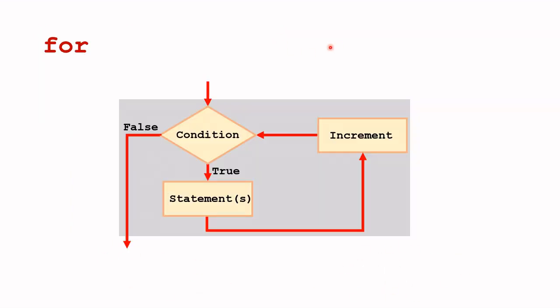Okay, so let's take a look at the for construct. And here is the flow chart for the for construct. We start off with the condition. If the condition is true, then we execute the statement or statements here, and then it will come out and increment a counter, and then go back to the condition and test the condition again. If it's true, then we go around this loop. But if the condition is false, it will exit the loop.